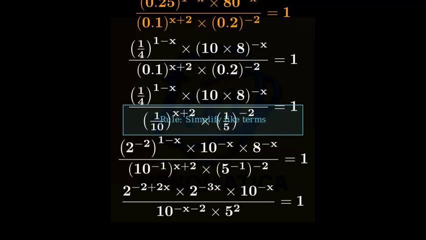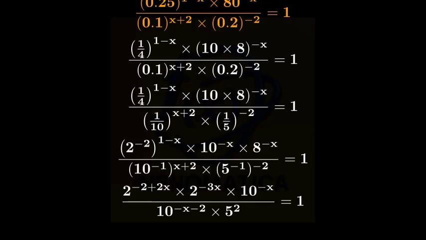The denominator, (10^-1)^(x+2), becomes 10 to the power of negative x minus 2, and (5^-1)^-2 becomes 5 to the power of positive 2.